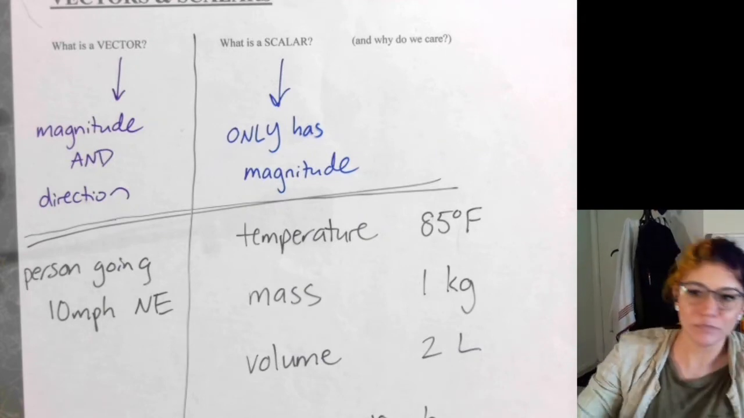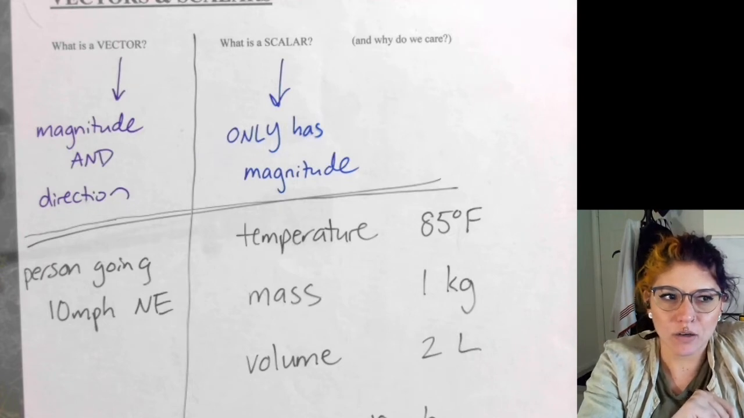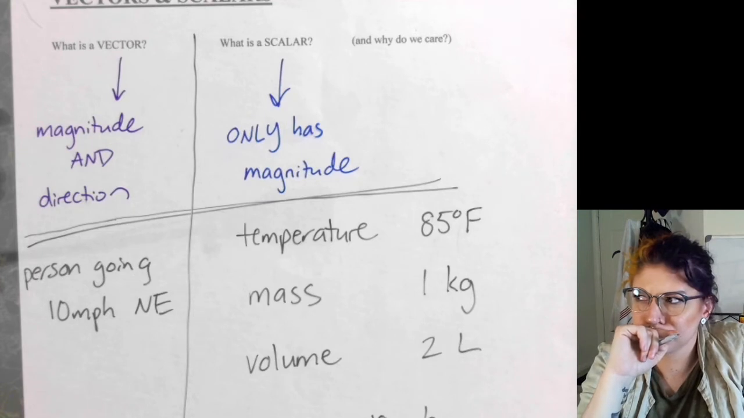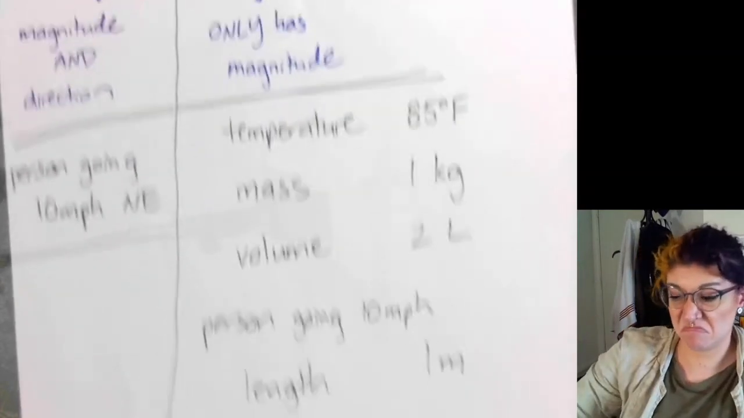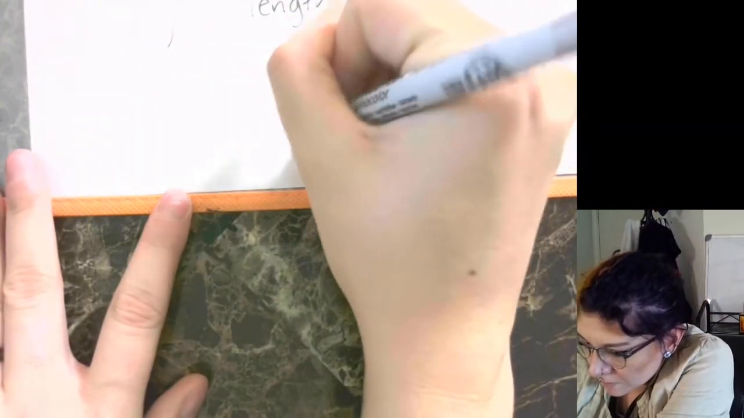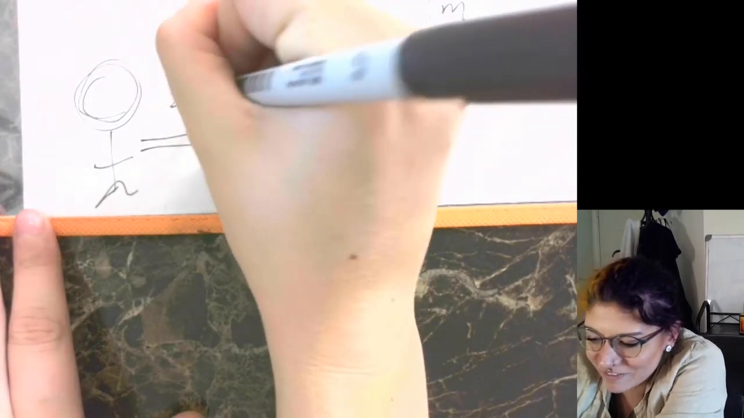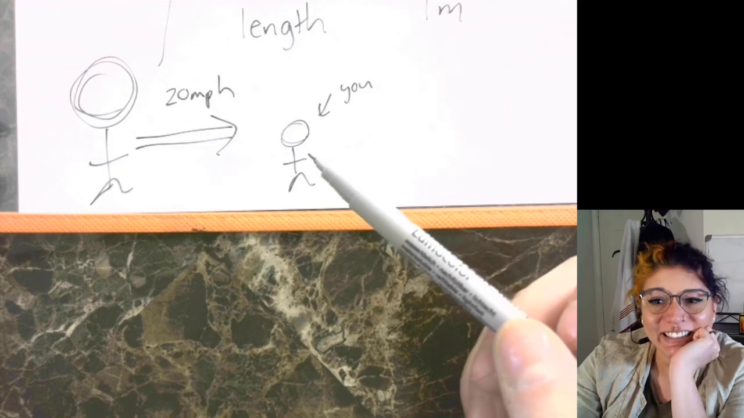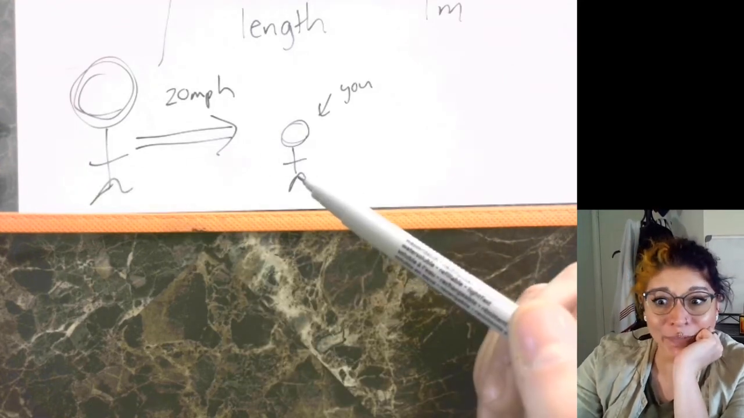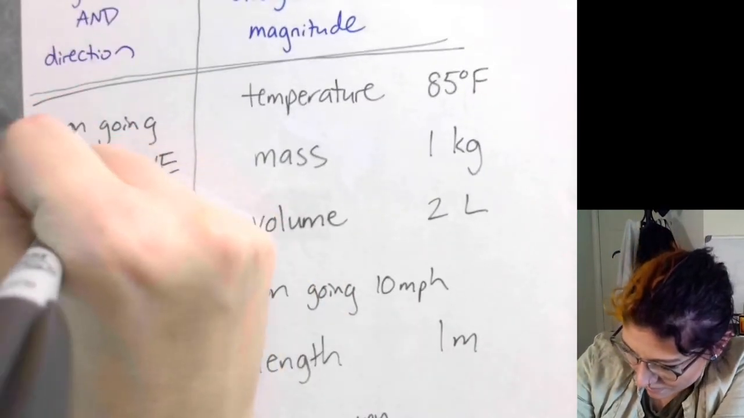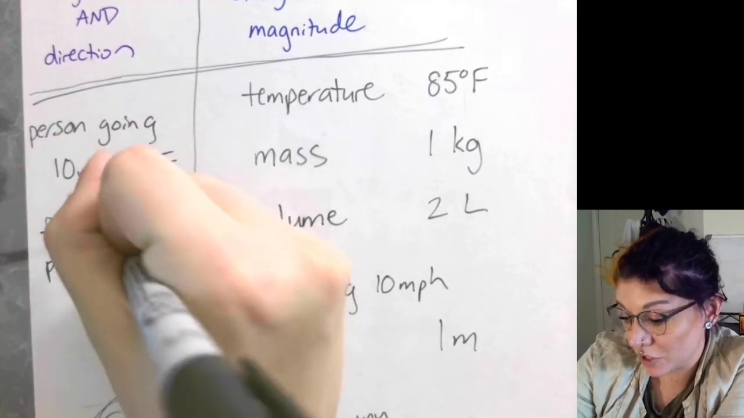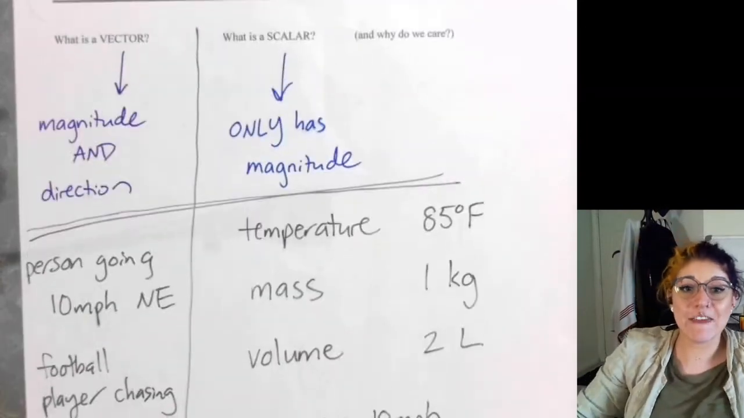Okay, final example. Vector versus scalar. What about if a football player is chasing you? Is there a speed associated with the football player, you think? Does directionality matter? Let's draw this out. So, here you are. It's you. And then, like, a big, big football player starts running after you. Say they're going 20 miles an hour. Oh, no. The directionality matters, right? Like, if he's running at you, oh boy, you better run faster. But if he's running away from you, you're safe. So in this case, a football player chasing you is a vector.